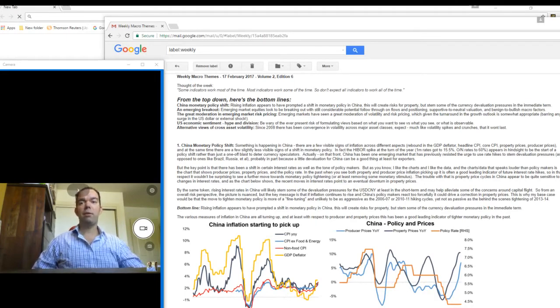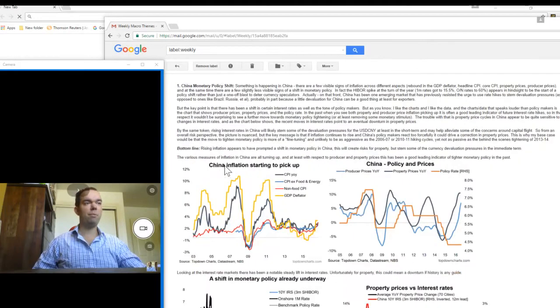So let's start off, we're going to have a little look at the first theme in the most recent edition, and that's China monetary policy shift. The first thing you'll note is in the bold there, that's what the title is, that's what the thing's about. The second thing that you probably want to go straight to is the bottom line. That's the key conclusion. If there's any investment implications, it'll be in there. So for this one, rising inflation appears to have prompted a shift in monetary policy in China. This will create risk for property, but also stem some of the currency devaluation pressure in the immediate term.